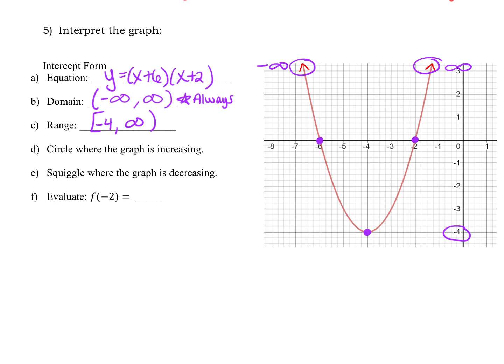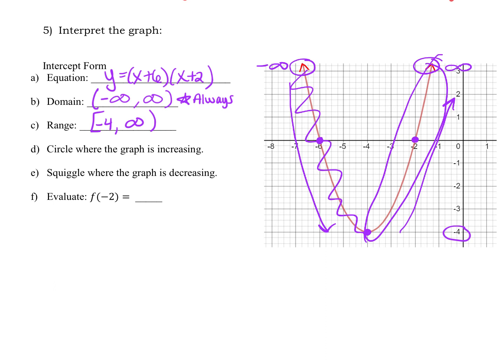Now they want me to circle where it's increasing. So if I read a graph from left to right, it's decreasing, then increasing, increasing here, and decreasing here. So squiggle where the graph is decreasing. When x is negative 2, what is y? Well, x is negative 2 is right here. If it's on the axis, then y equals 0.